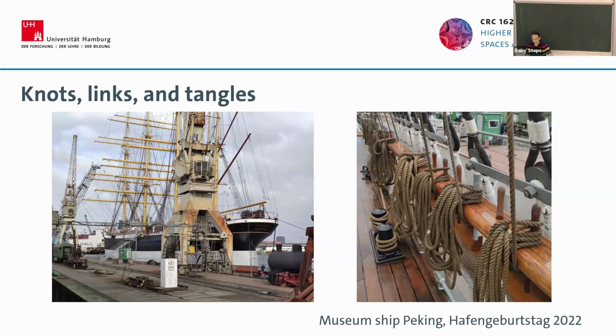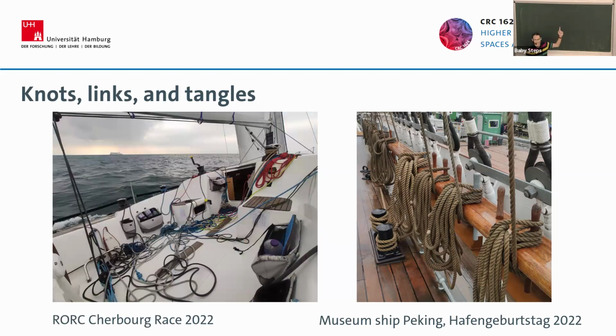On the right-hand side, you see some of the running rigging of Peking, and it is neatly coiled and secured. When in use, however, pieces of rope naturally get tangled and knotted up. Everybody knows this, right? From old-fashioned headphones and so on. For example, when you're sailing in a windy night through the English Channel on a more modern sailing boat, you might see a tangled mess like this. And then it's really time to start untangling everything and cleaning up.